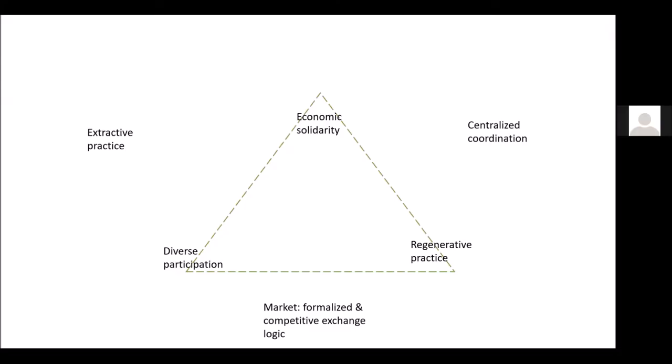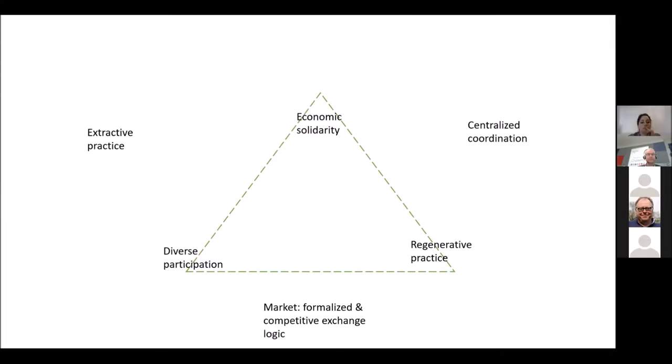So here is a little visual representation of the collaborative practices that we are looking at. And we are presenting it here as a sort of spectrum. And the organizations that we are looking at are situated on different parts of this spectrum. So the dimensions of these collaborative practices are on the one side, economic solidarity and formalized competitive exchange logic. Secondly, diverse participation versus centralized coordination and regenerative ecological practices and extractive practices.